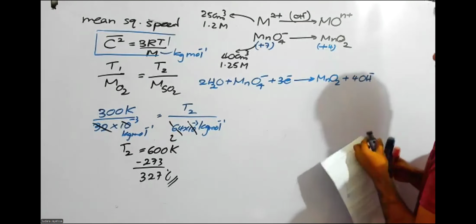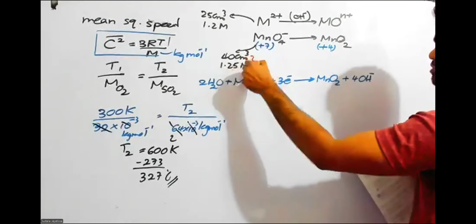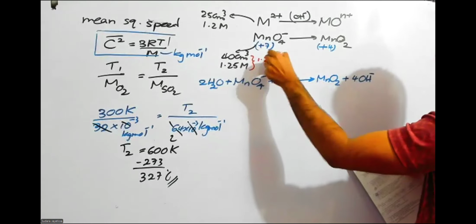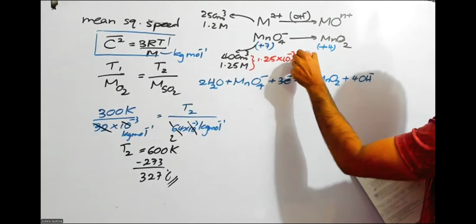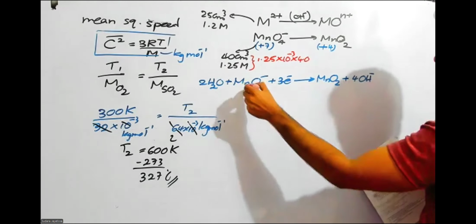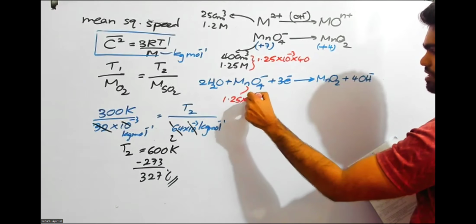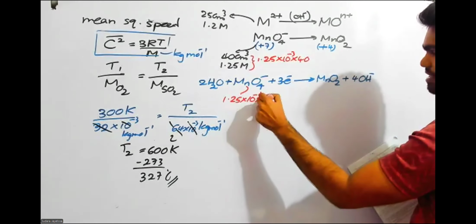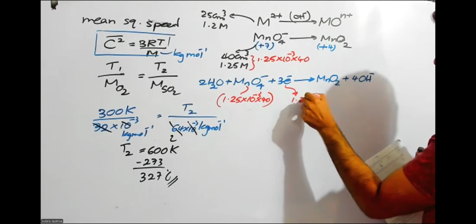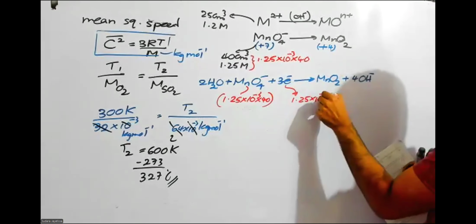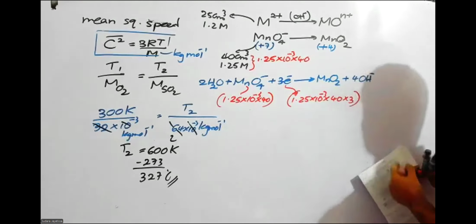Now from this we can find out the moles of permanganate. Moles of permanganate is 1.25 into 10 to the power minus 3 into 40. If this is the amount, what will be your electron moles? 1.25 into 10 to the power minus 3 into 40 into 3 moles of electrons.